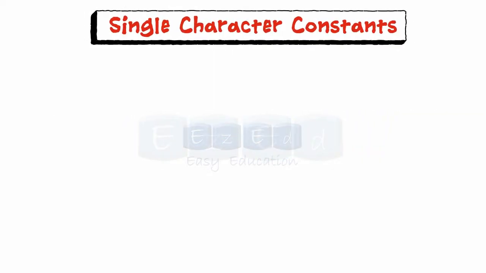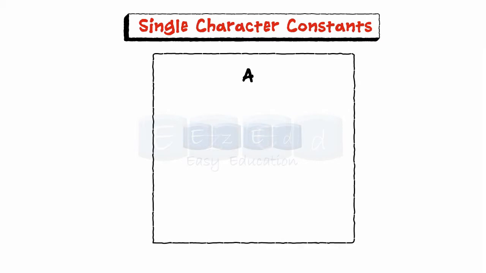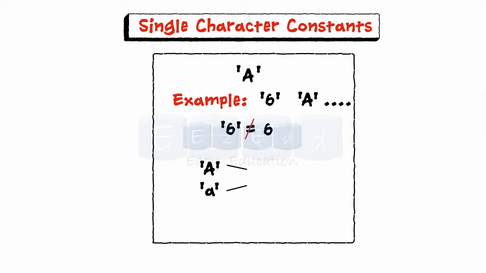Moving on to single character constants. They consist of a single character enclosed within a pair of single quotes. Example: '6'. Here this '6' is not the same as the digit 6. Each character constant has an integer value known as its ASCII value. The ASCII value of 'A' is 65.